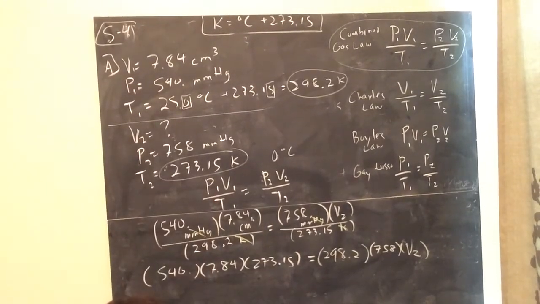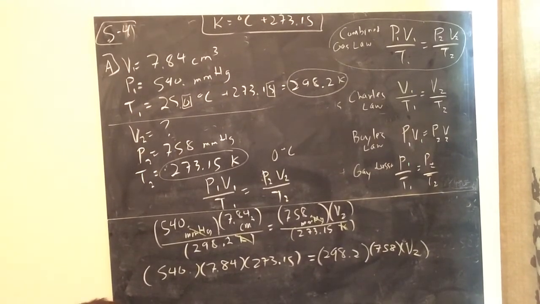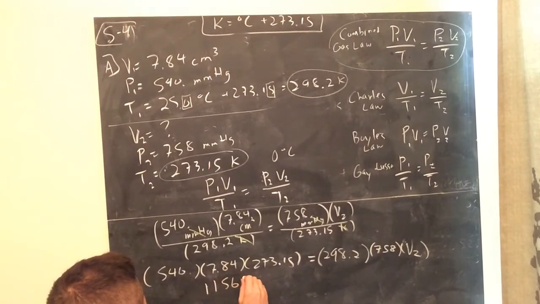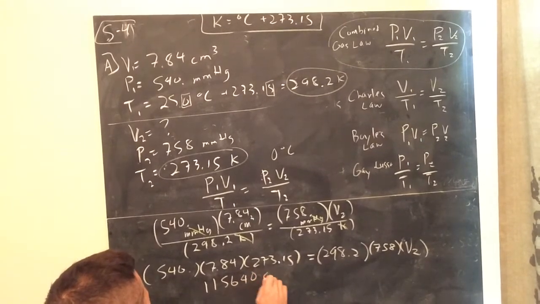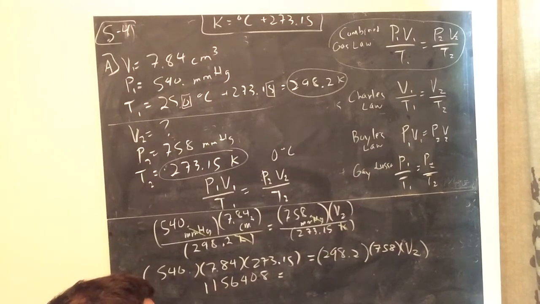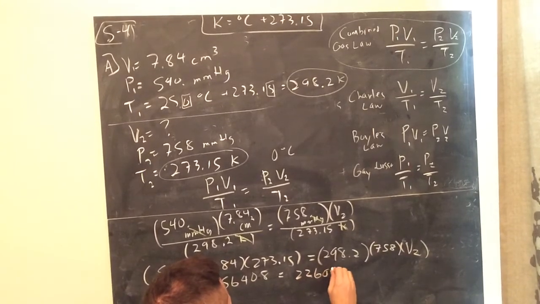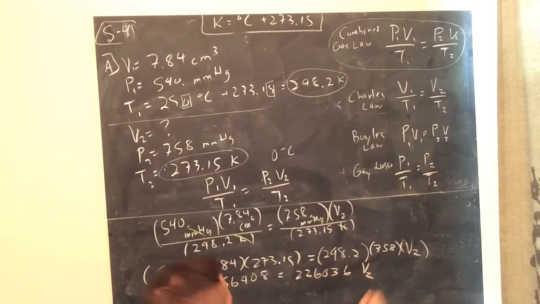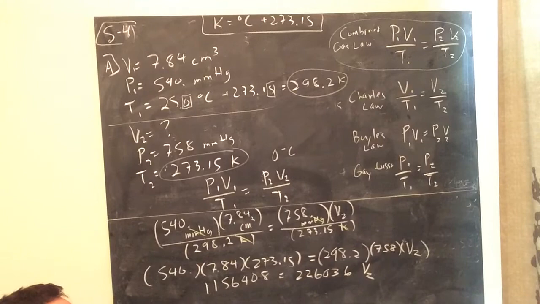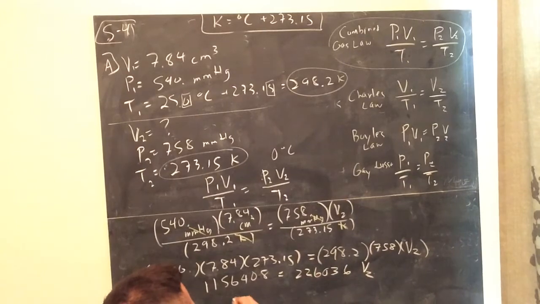So let me go back here again. 540 times 7.84 times 273.15. It's really long. 1, 5, 6, 4, 0, 8. It's kind of a pain because you don't want to leave off a number. 2, 6, 0, 3, 6, V2. Now, I don't know if I would normally do it that way, but you can. And I'll also say this. Notice I didn't care about the sig figs right here, and you can do the same thing. Don't worry till the end.